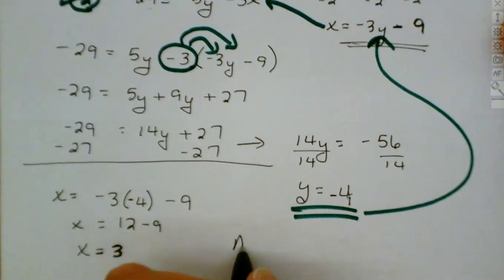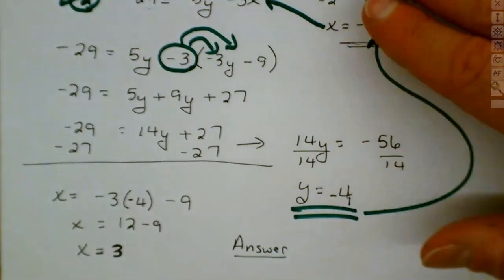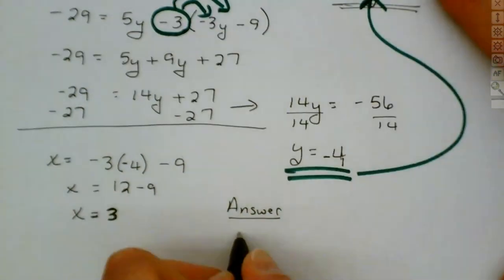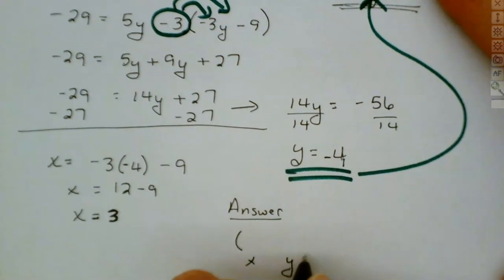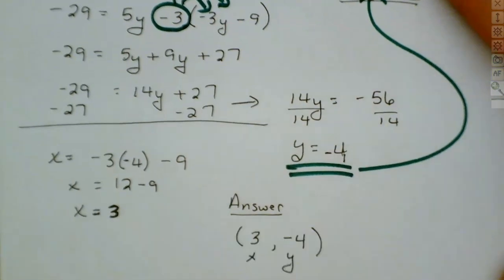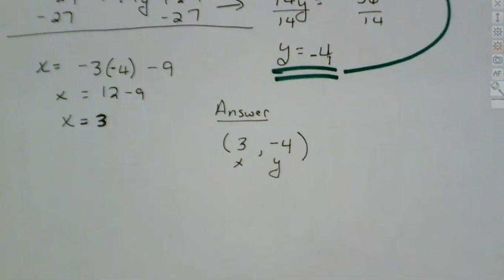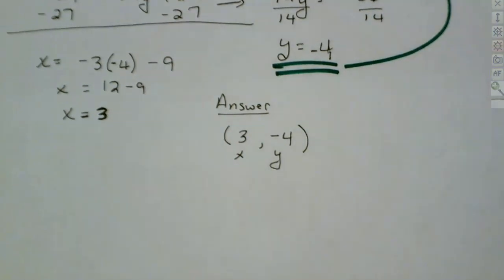And so what does the answer look like? As an ordered pair? Well, as an ordered pair, x always goes first, y is second. So we found x to be 3 and y to be -4. Okay, that's solving using substitution.